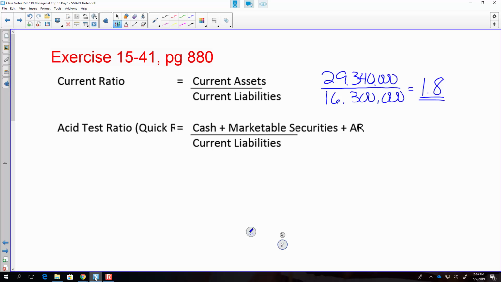We then look at our 3, right? Cash, marketable securities, and accounts receivable. Well, we don't have marketable securities, so we just grab the cash and accounts receivable. My bottom number stays the same at 16,300,000. And what's my top number, guys?